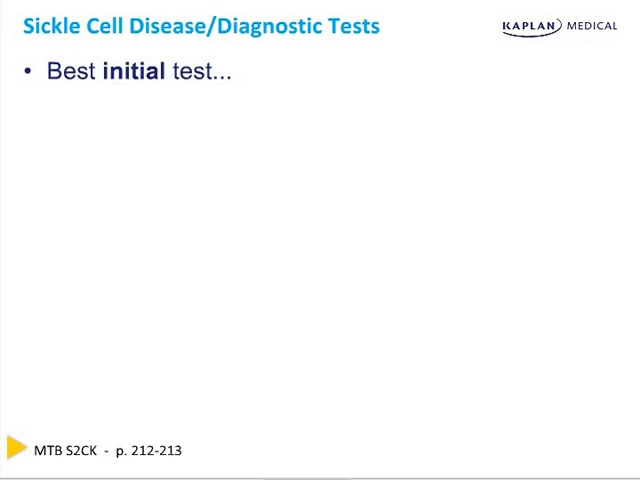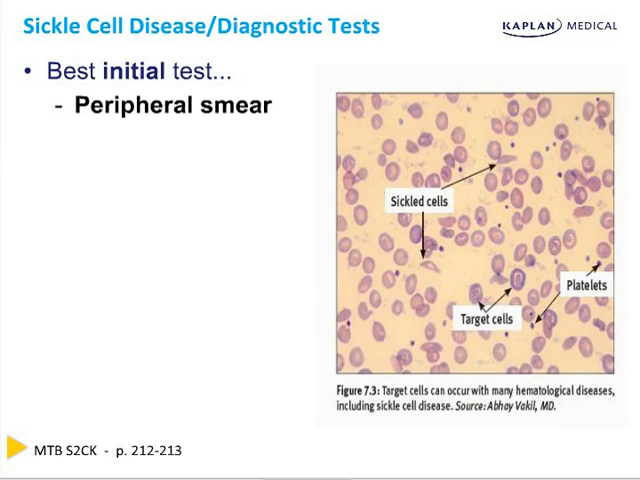The best initial test for sickle cell disease is the peripheral smear. Look at those sickled cells. One of our own patients at Jamaica Hospital. And my very own chief resident there, because this is our own patient showing you, that's it. They'll show you that smear and say, that's it.